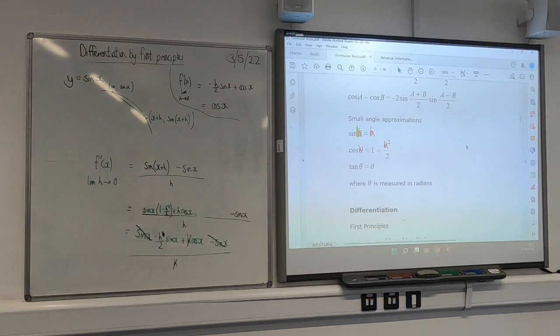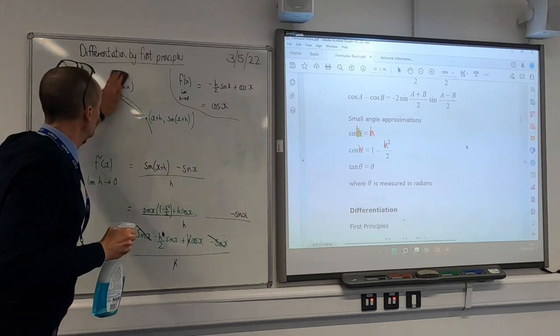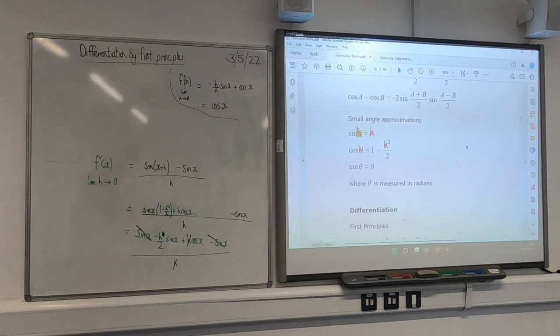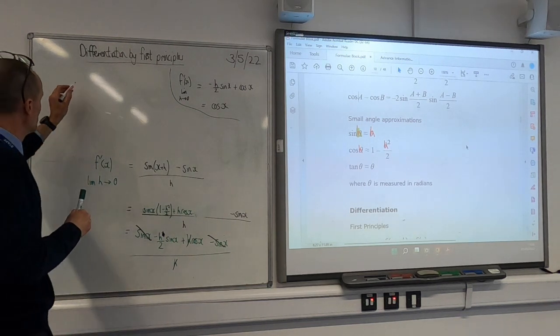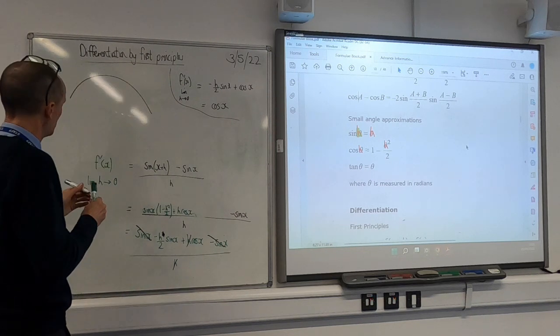Now, I'm not sure that's something I would even begin to try memorising, but I'm hoping you'd be able to reproduce it at a push. Let's test that by trying it for cos. So cos is pretty much the same shape, isn't it? You could take it anywhere on the curve.